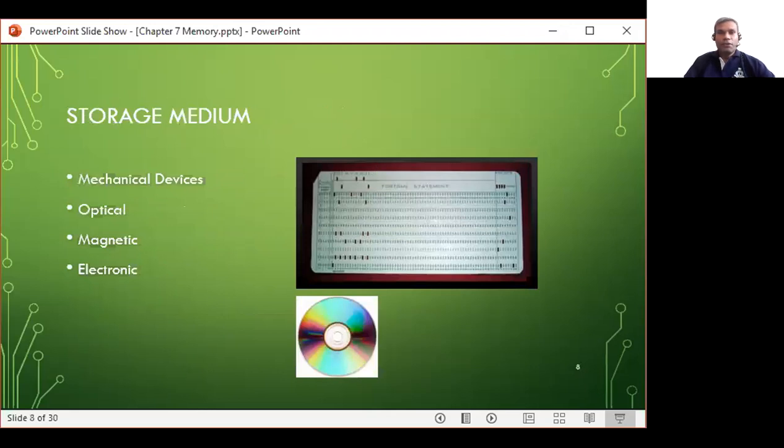Next category I am going to share is how you can categorize them based on the medium. Now, can anyone identify what this photo is? What is shown in this photo? What is this one? Any suggestions on the chat? Yes, it's a punch card, a very early storage medium.